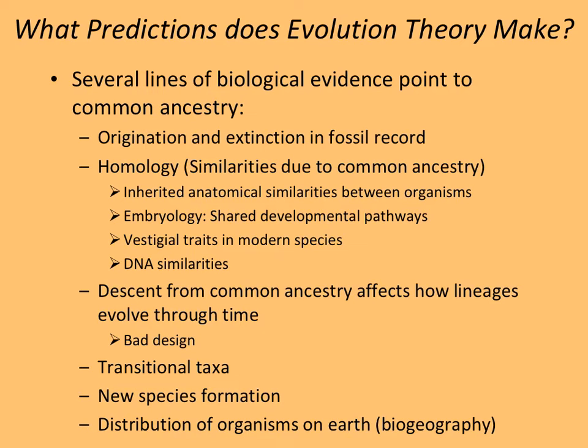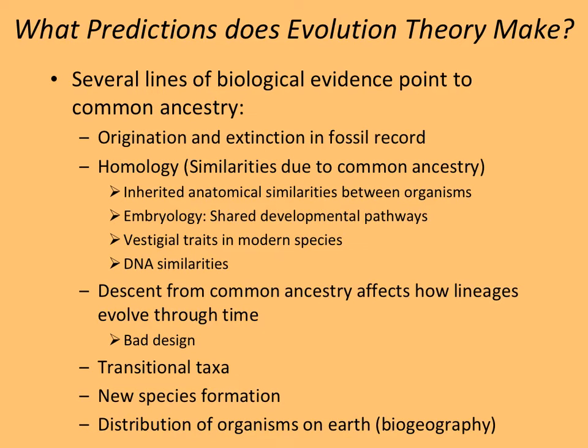So, this idea of descent from a common ancestor, this is a hypothesis. And if it's true, there are several lines of evidence that you should find, that you would predict to find. First of all, in the fossil record, you should find lineages that originate, show up in the fossil record at a certain time, and also go extinct. And we certainly see that. In fact, there's never been any life on Earth that's the same species over the whole time period.